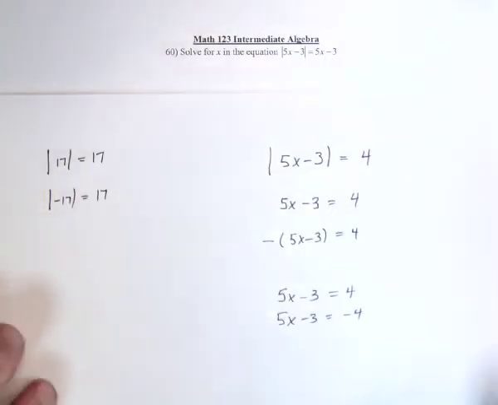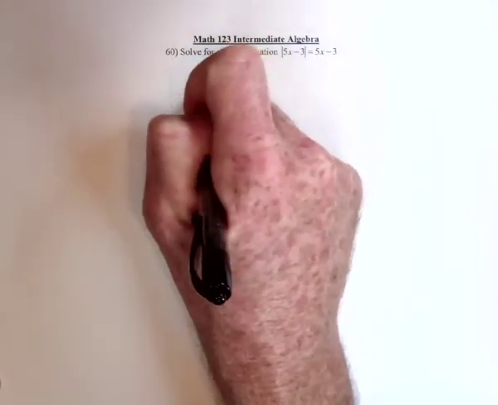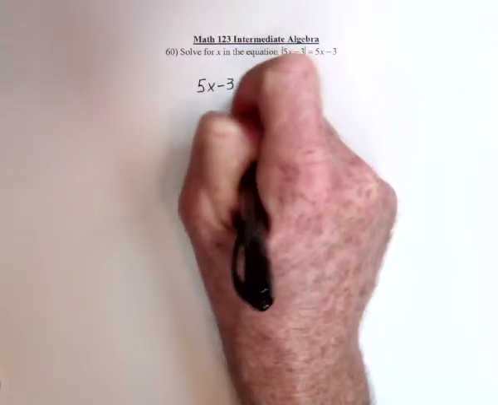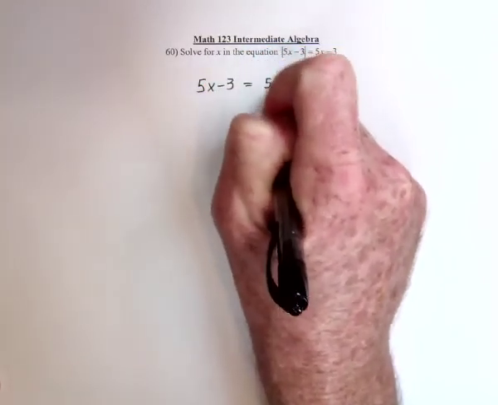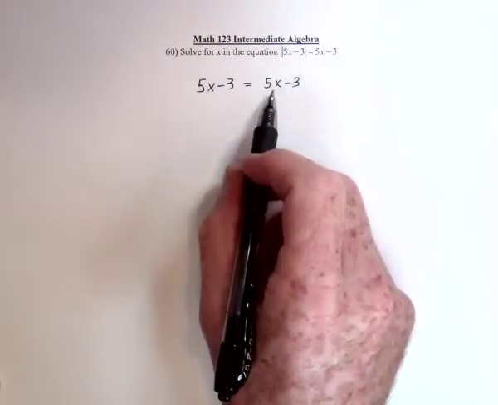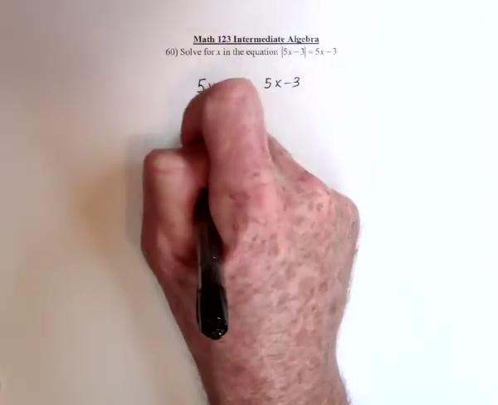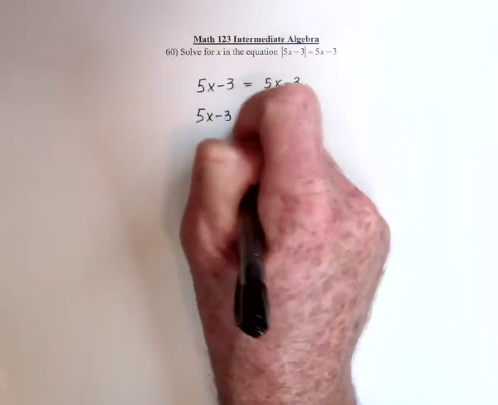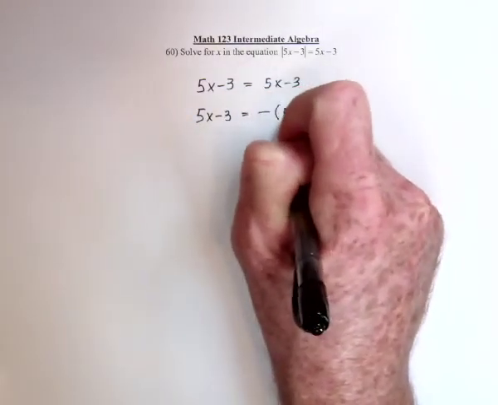So we've got the same type of situation. We could go the positive case, 5x - 3 is equal to 5x - 3. Just keep this thing exactly as it is. Then there's when 5x - 3 equals the negative case.